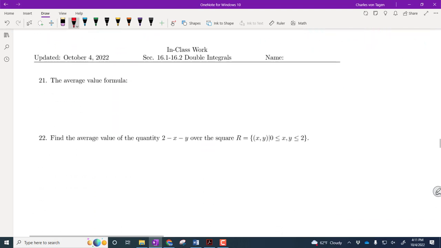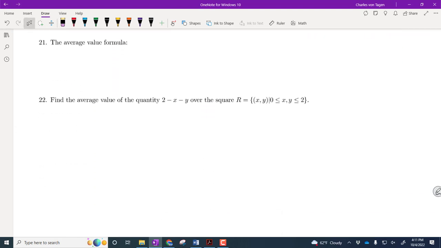All right. This is actually just a fun little application. It comes right from stuff that you did in Calc 1. How do you calculate the average value of a function? Okay. So if you want the average value of a function, it's equal to 1 over the area of R times the volume of that region.